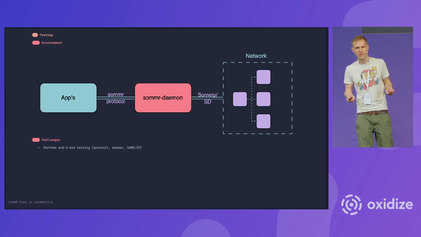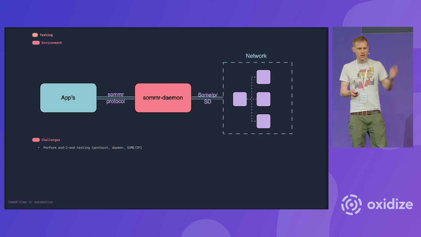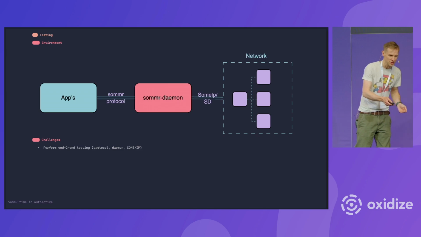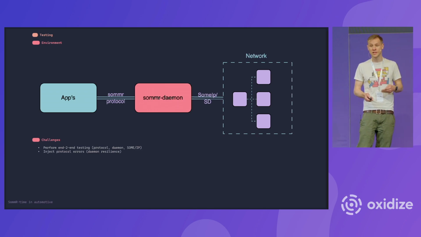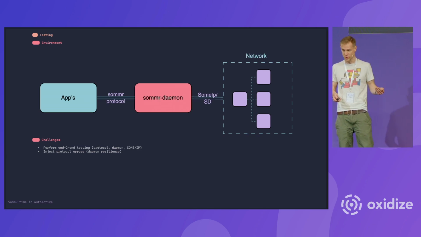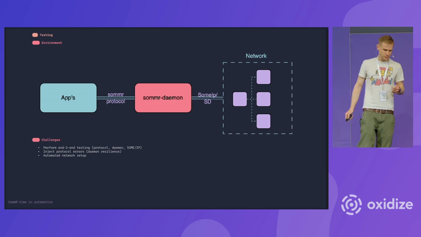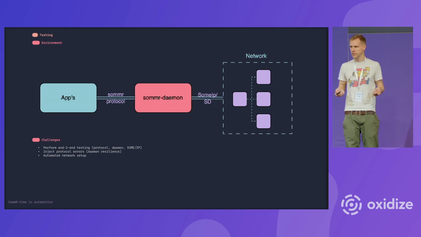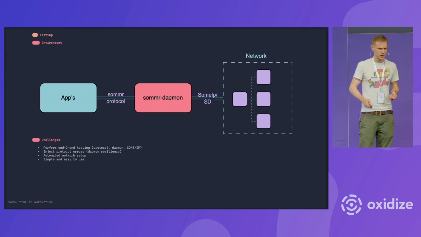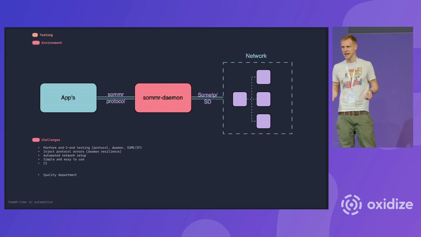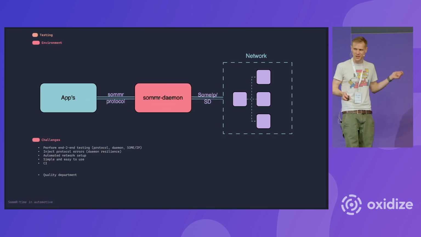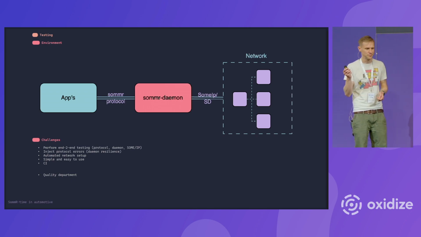Well, we kind of wanted to have like an end-to-end testing here, so like protocol, daemon, and of course the SommIP if we work according to the protocol specification. We wanted to inject errors into the protocol to see how resilient our daemon is if someone uses our protocol wrong. We wanted to have like an automated network set up in the background somehow. It should be fairly simple to use. Of course, it must run in a CI. And if you're heading towards mass production approval, you need to face the quality department later on.